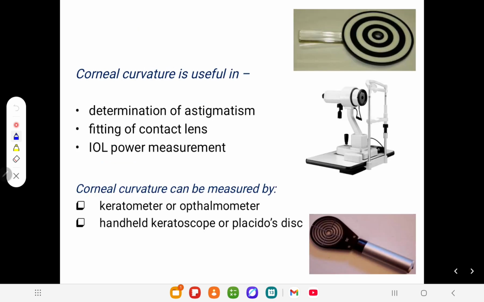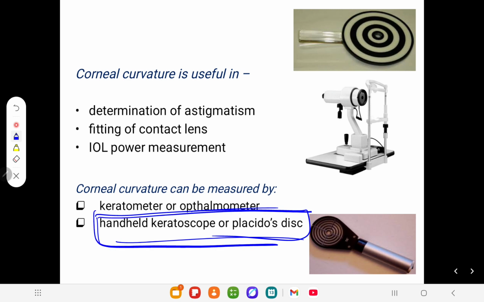So corneal curvature is useful to determine astigmatism, fitting contact lenses, and IOL power measurement. Corneal curvature can be measured with keratometry, ophthalmoscopy, handheld keratoscopy. Oh god, handheld keratoscopy is very devastating. Definitely not at all. In a camp setup, yes, we can think of it, but it's not a good instrument. Yes, keratometry and corneal topography, definitely. So the main important point: for fitting of the contact lens, we measure corneal curvature.